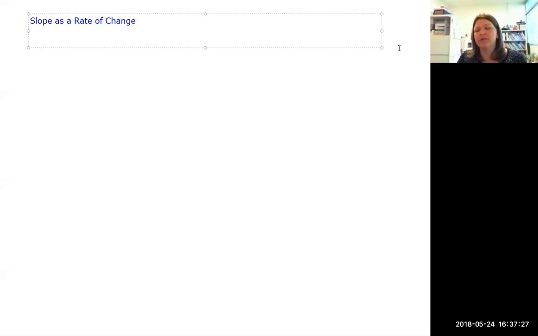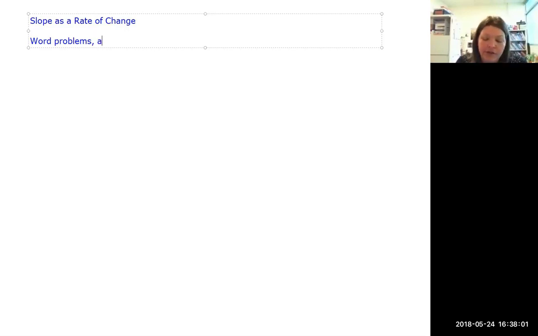So slope as a rate of change. Why do I want to talk about this? Well, the deal is that slope can come up in word problems, and a lot of times they won't use the word slope. They give us a real life scenario and we're just supposed to recognize what we're finding. Sometimes they'll say find the slope, but most of the time they'll use rate of change language. So you need to realize that these two concepts are synonymous.